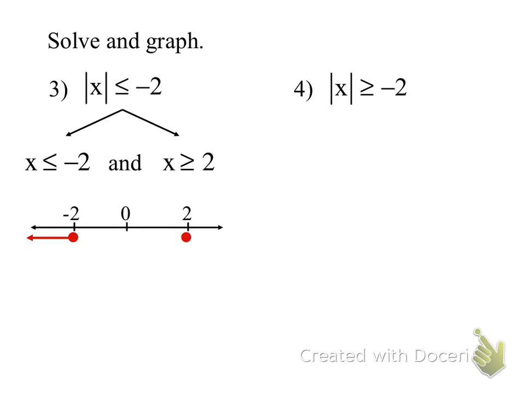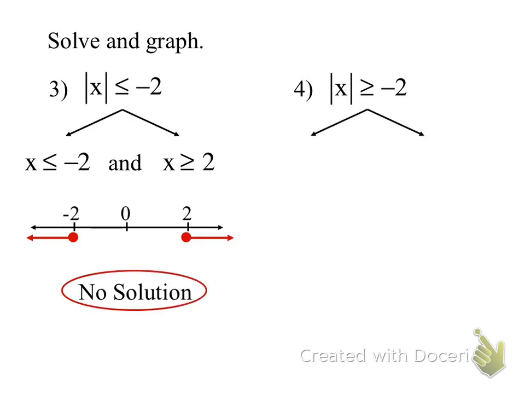The first one, Kendall, what am I setting? What's it going to look like when I branch it? X is greater than or equal to negative 2. And what kind of statement is it, and or or? Or. Good. And then the other equation would be, yep, x is less than or equal to positive 2. That's correct. And then I'm just going to go straight to graphing because I can't write this as an in-between.